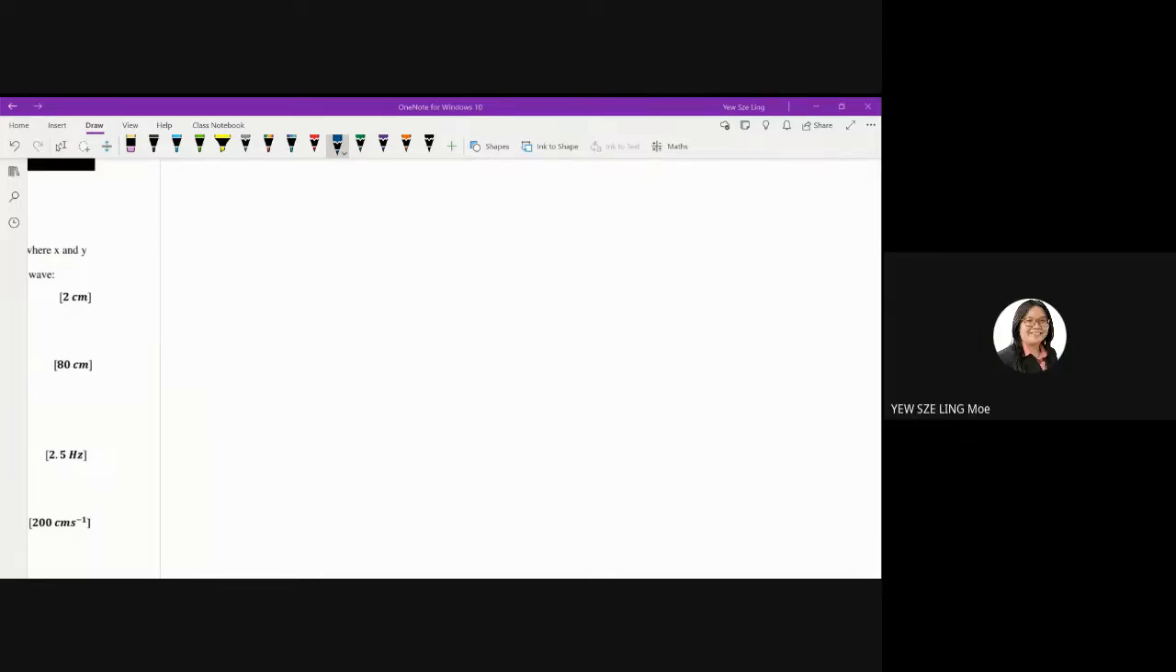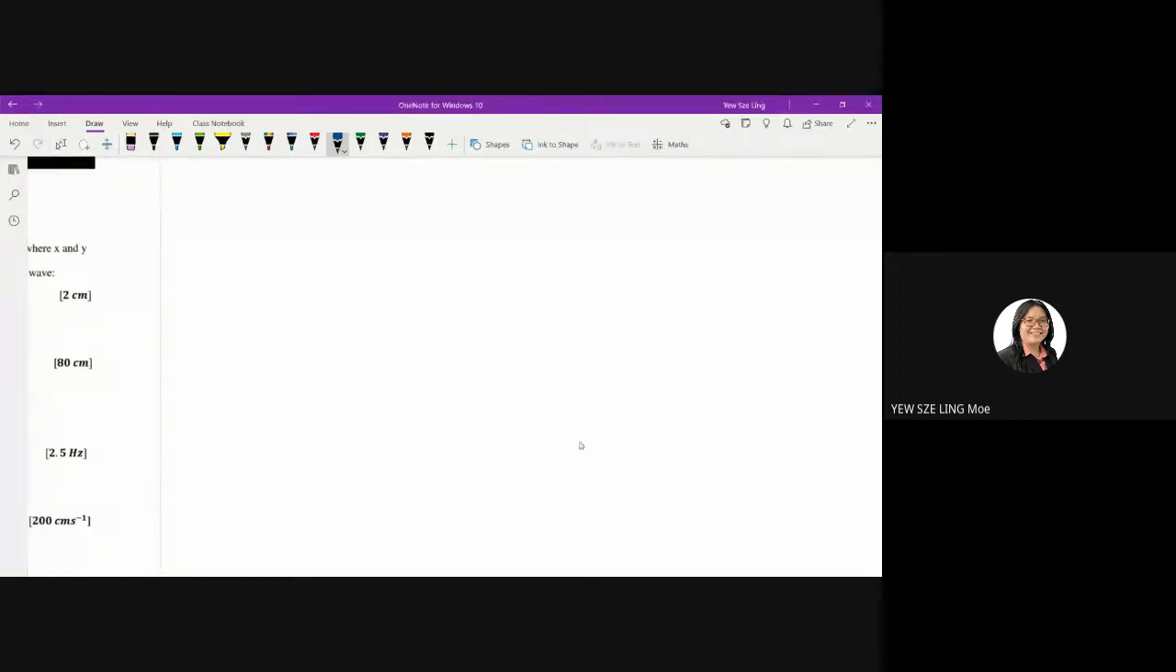Okay, so today we're going to look at a progressive wave. So what is a progressive wave? Now let us do a quick recall. Okay, so 10.1 is about progressive wave. Now, what does it mean by progressive wave?